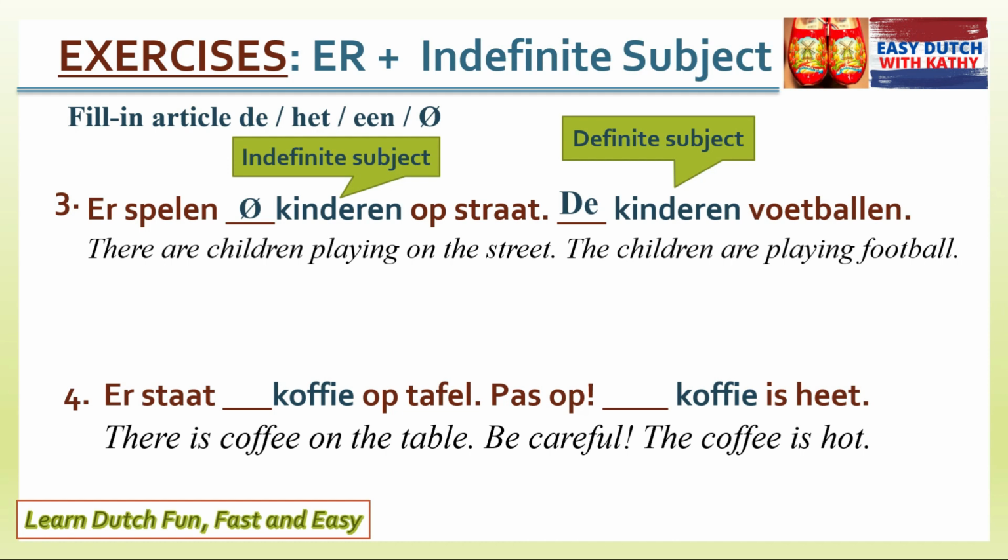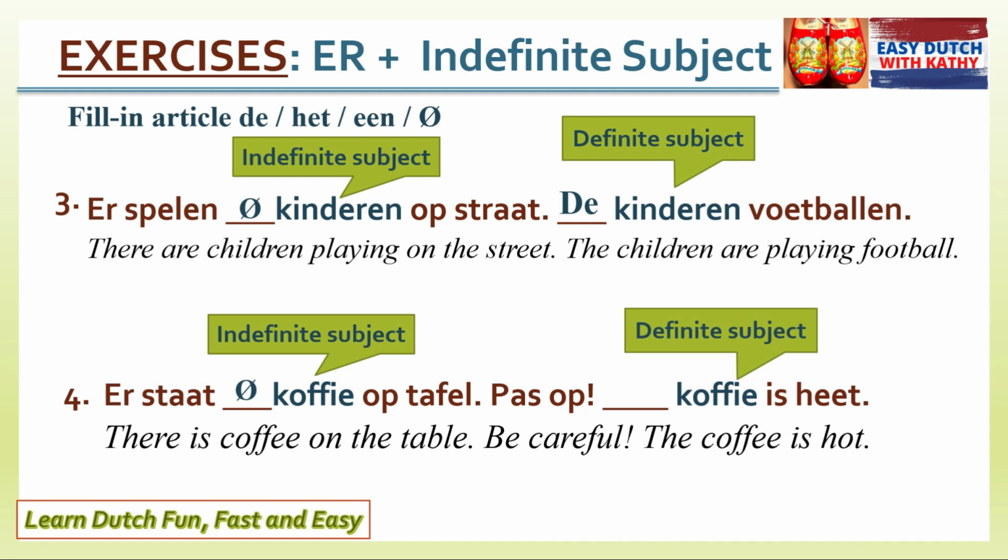So it's quite similar to example number 3 above. Coffee here is mentioned for the first time and it is mentioned also in general, so it is an indefinite subject. We don't have any article here, but the coffee in the second sentence is a definite subject and coffee goes with article "de". So our final sentences are: Er staat koffie op tafel. Pas op, de koffie is heet.